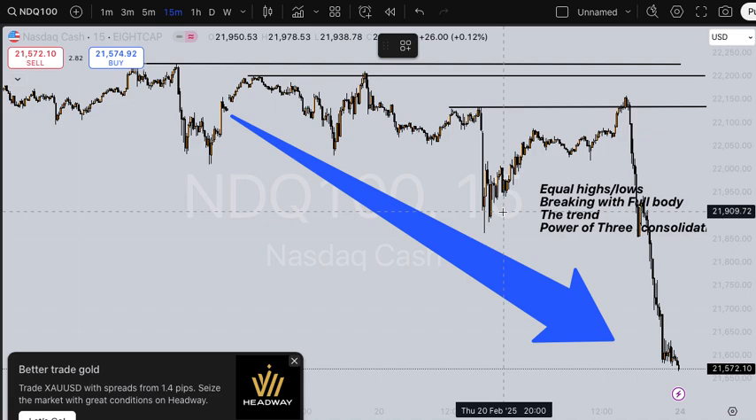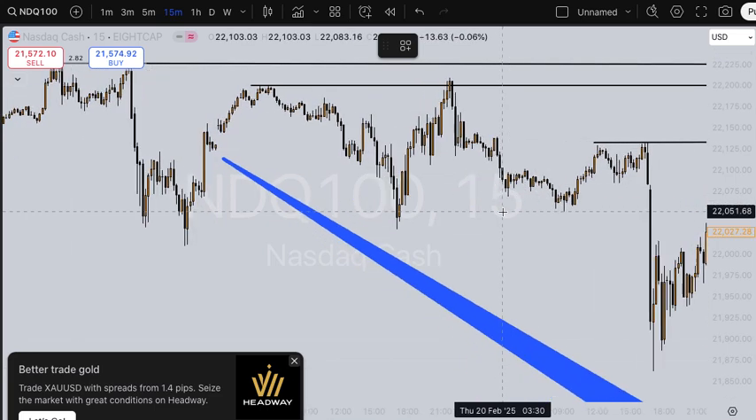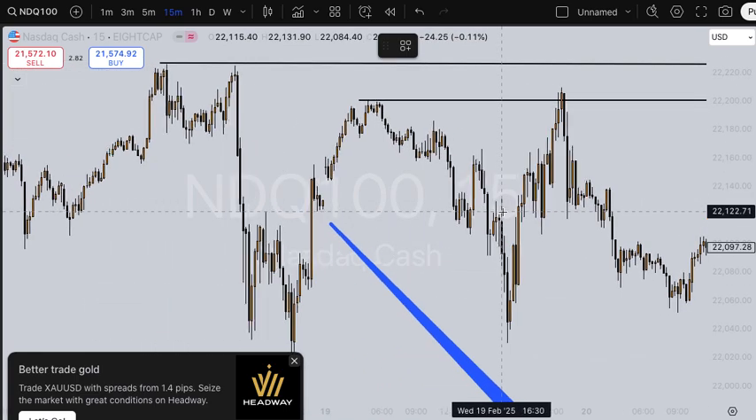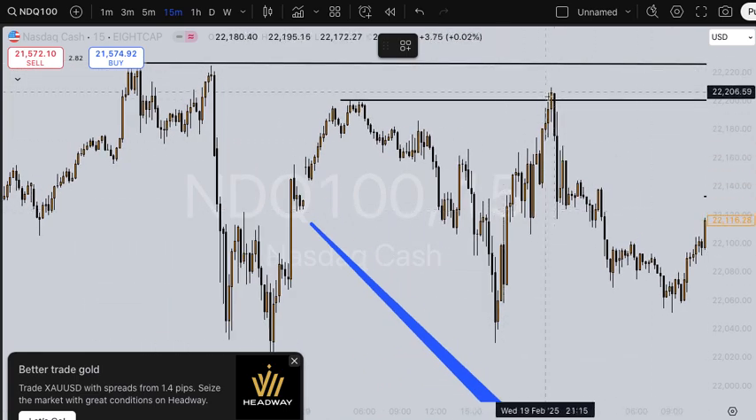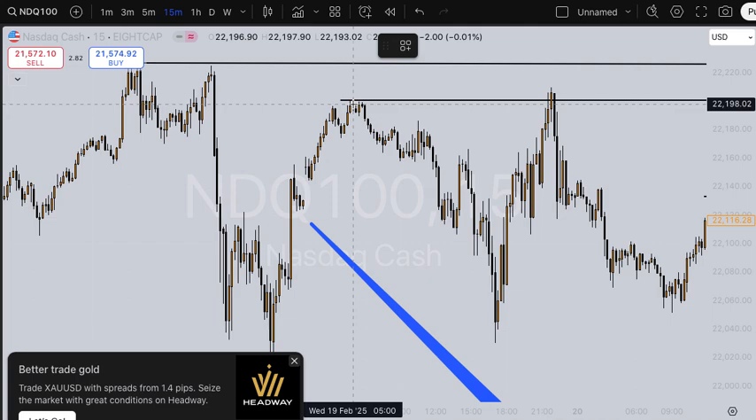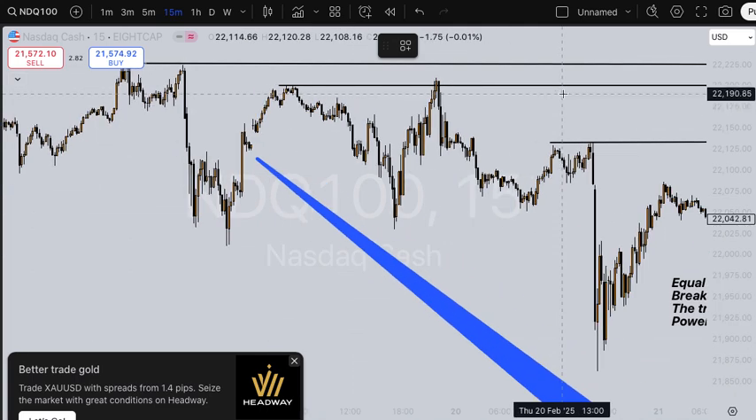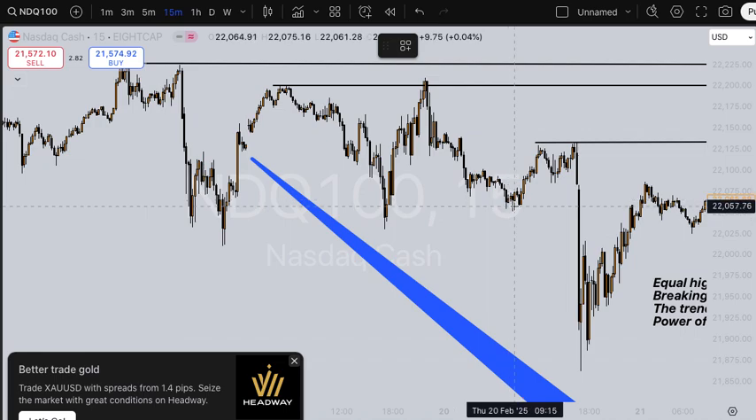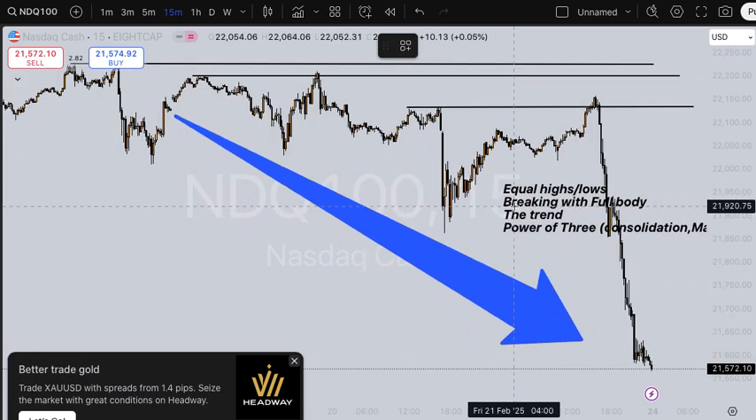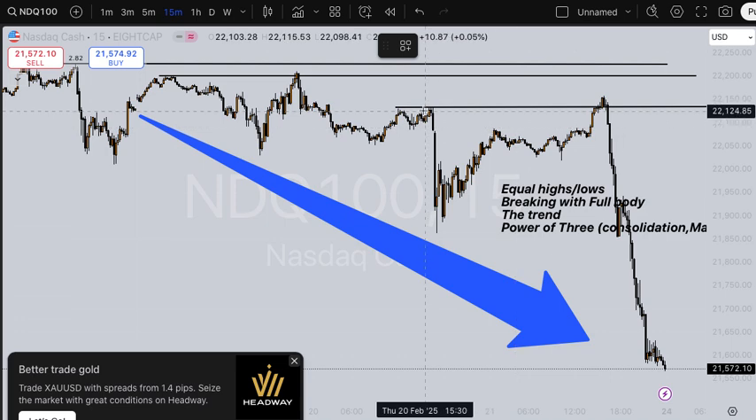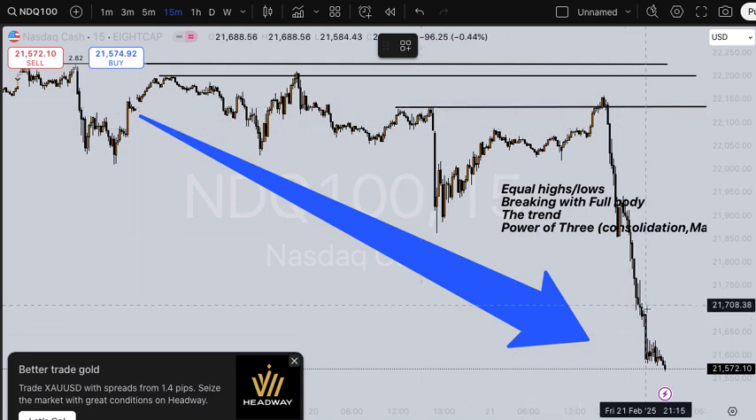Why am I saying that? Look at this market, what it is doing. This market took out this high here, and after taking out this high, it continued to the downside. Simple. I want to show you again. This market took out this high and continued going to the downside.